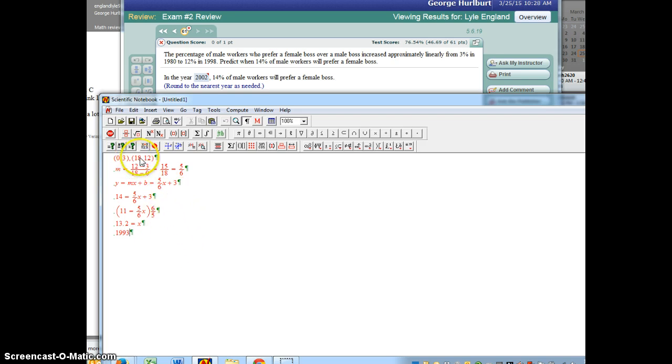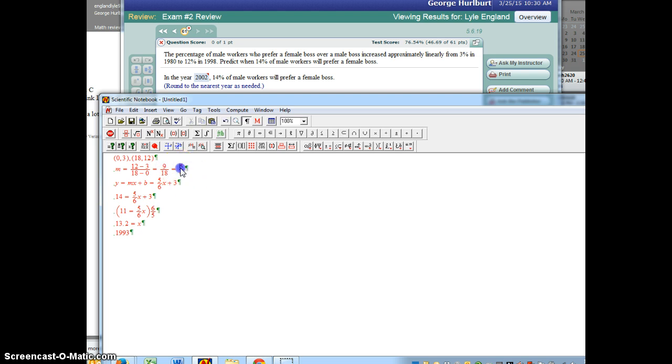Alright, so I made a mistake somewhere. Let's see here. I started in 1980. 1998 is 18 years. Started at 3%, went up to 12%. So I subtracted 12 minus 3 over 18 minus 0. Reduce, that's 5/6. Yeah. B is 3. 14 minus 3 is 11. I don't see my mistake. Alright, I see my mistake. This is kind of stupid. 12 minus 3 is 9.